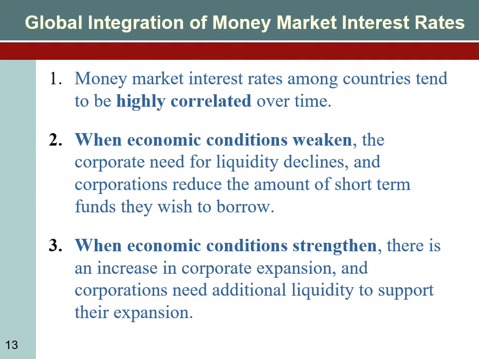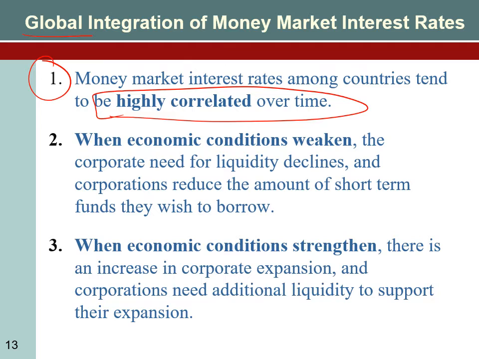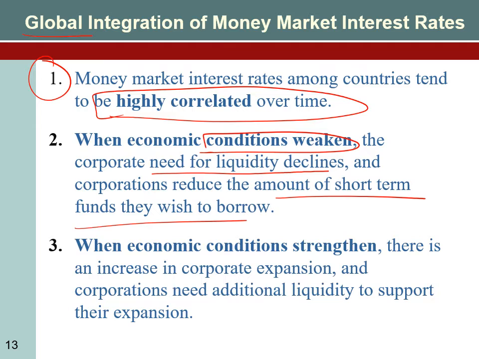Okay, now the global integration of money market interest rates, and that is money market interest rate among countries tend to be highly correlated over time. What does it mean? It means when the economic conditions are weakened, the corporation, they need liquidity, so their need for liquidity declines. It means they are no longer requiring short-term funds, right?